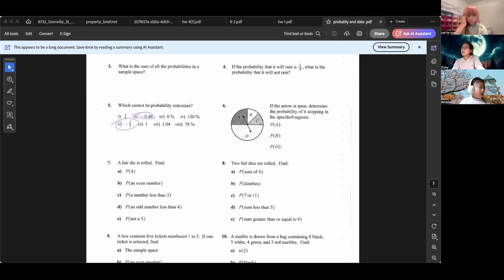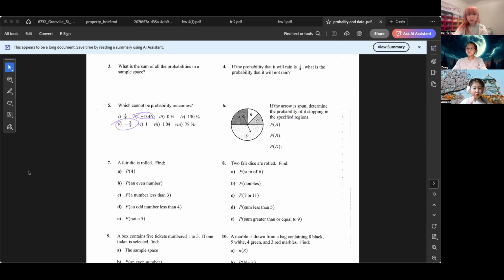For A, I got 25%. For B, I got 12.5. Same. And for D, I got 50%. 50%. Do you think there is anything else? Okay, very good. So let's take a look at this one.